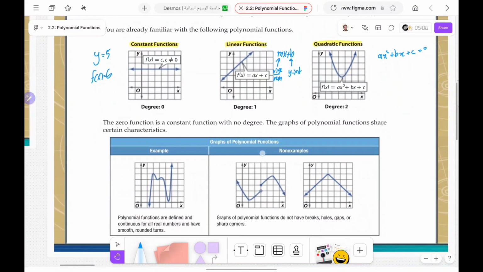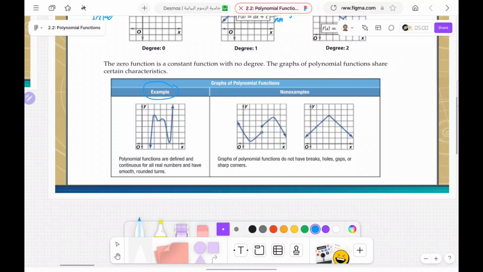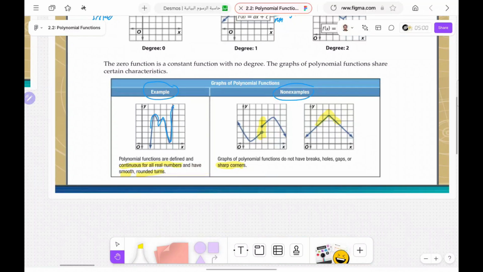Now, what about the polynomial? Here are some examples of polynomials. These polynomial functions are defined and continuous for all real numbers and have smooth, rounded turns. As you can see, this is round, this is round, this is round, this is round. This is what we call a polynomial. What is not a polynomial function? We don't consider it a polynomial when the function is discontinuous. As you can see, there is a jump discontinuity here, so this one is not a polynomial. And here, as you can see, there are sharp corners, similar to the absolute value function. Also, this one is not considered a polynomial. I hope you understand this.